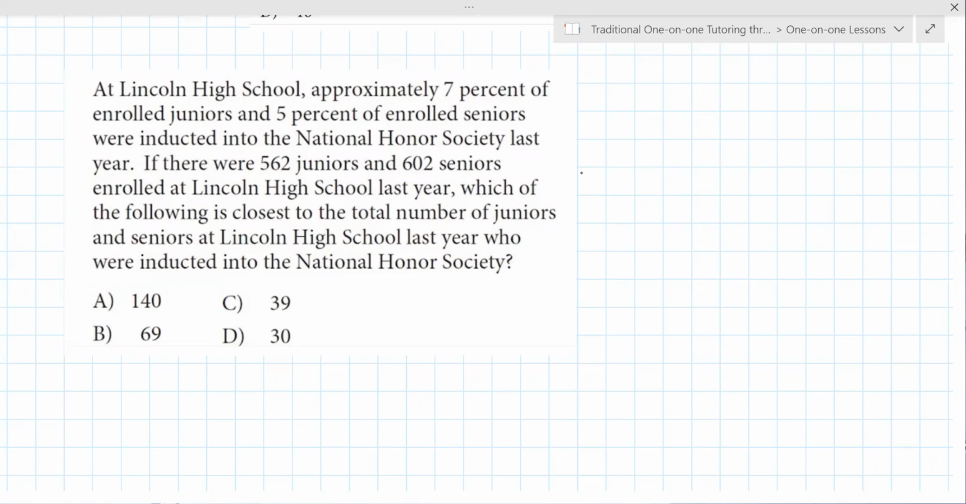At Lincoln High School, approximately 7% of enrolled juniors and 5% of enrolled seniors were inducted into the National Honor Society last year. If there were 562 juniors and 602 seniors enrolled at Lincoln High School last year, which of the following is the closest to the total number of juniors and seniors at Lincoln High School last year who were inducted into the National Honor Society?